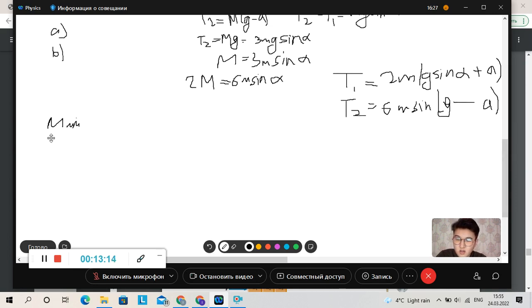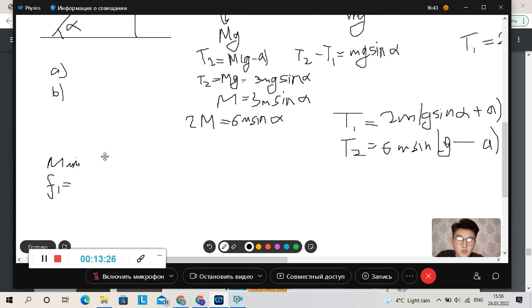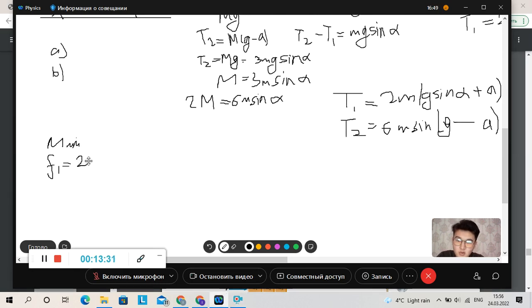Okay, we need to just find the F1 friction 1 will be 2 mg, 2 is 3 mg, and sinus alpha, not sinus alpha, this is normal force, and the normal force will be cosine alpha, and the second friction force will be umg cosine alpha.